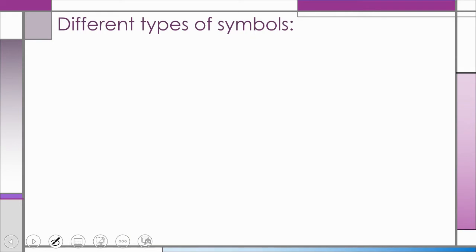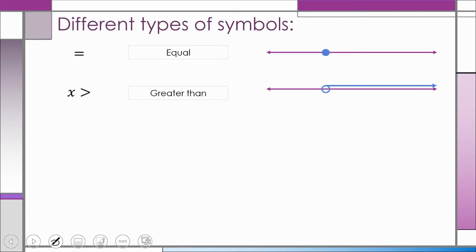So there are different symbols that you're going to be seeing in equations and inequalities. Please make sure to write these down in your notebook. After I go through all of them, if you need to pause the video, please do so. So our first type is an equal sign. And the way we graph it is just with a solid dot, a solid circle. It means it's filled in. Then we have our greater than. So x is greater than something. And we graph that with an open circle going to the right.